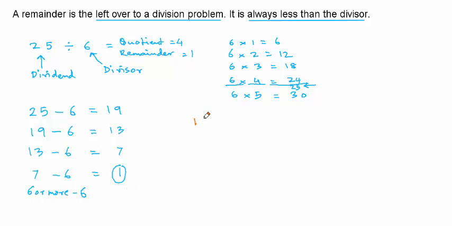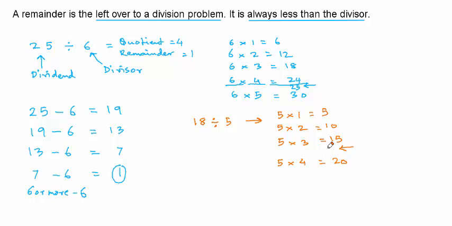Similarly, if you want to divide 18 by 5, 5 times 1 is 5, 5 times 2 is 10, 5 times 3 is 15, and 5 times 4 is 20. That goes over 18.